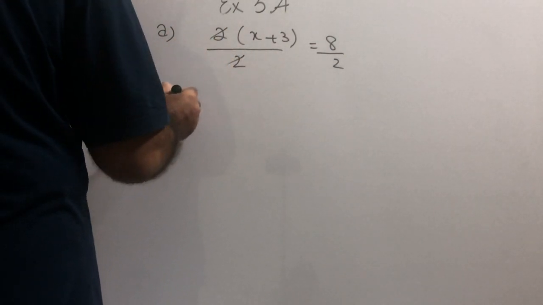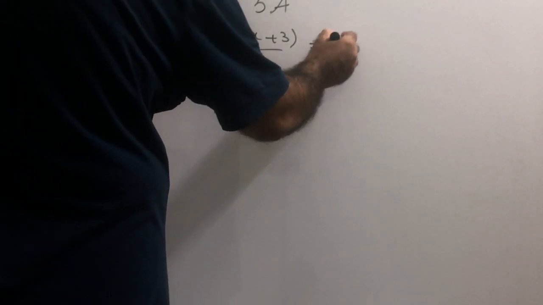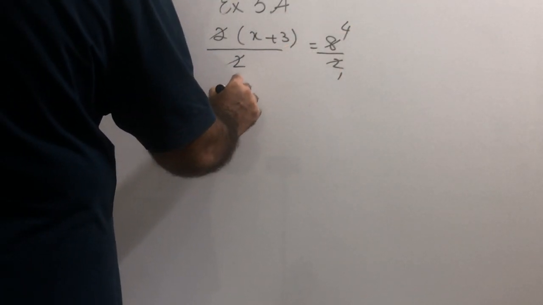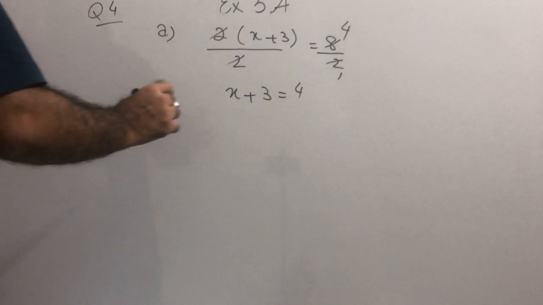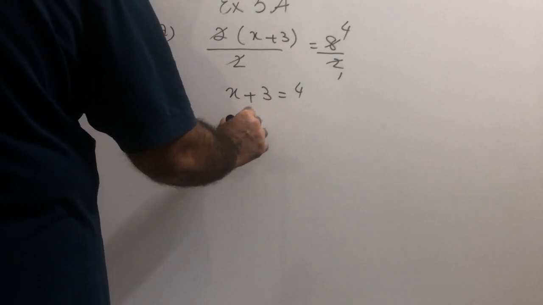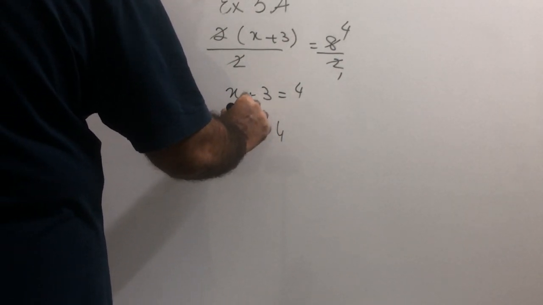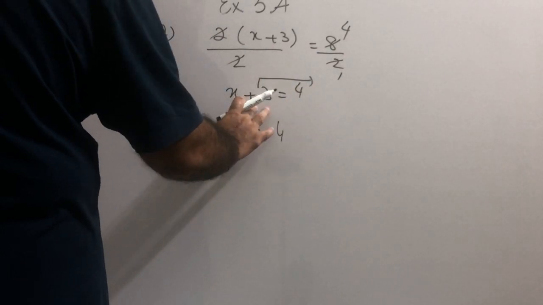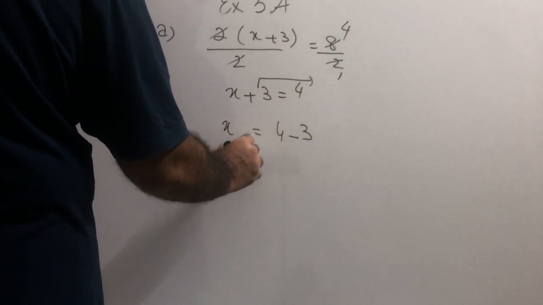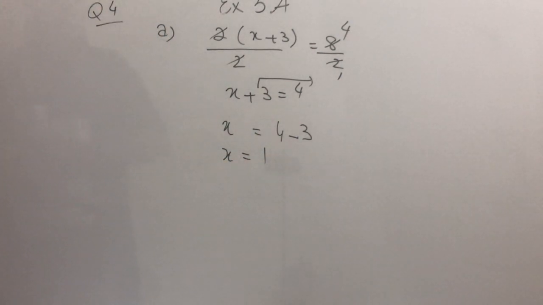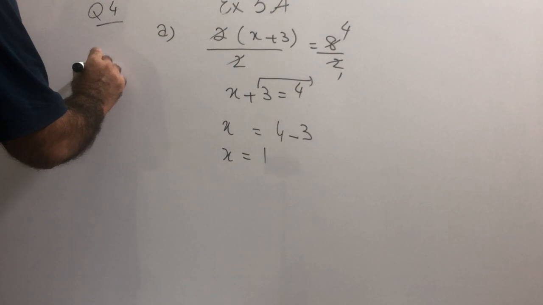So it will be cancelled out. 2 1s are 2, 2 4s are 8. Now we are left with x plus 3 is equal to 4. We are here to find the value of x. We will shift 3 to the other side. Here it is plus 3, it becomes minus 3 when it moves to the other side. 4 minus 3 is 1. So x is equal to 1 is the answer for this question.